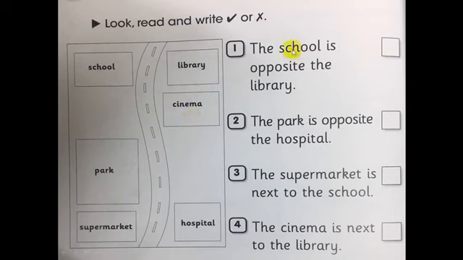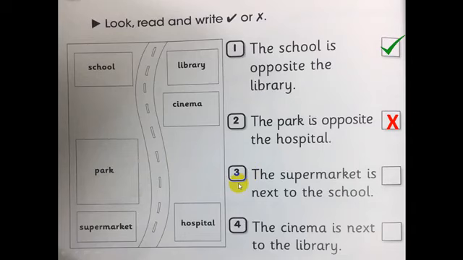Now look here, number one. The school is opposite the library. Yes or no? Tick or cross? Tick, very good. Now, number two. The park is opposite the hospital. Park? Opposite, facing the hospital. No, cross. Now, number three.